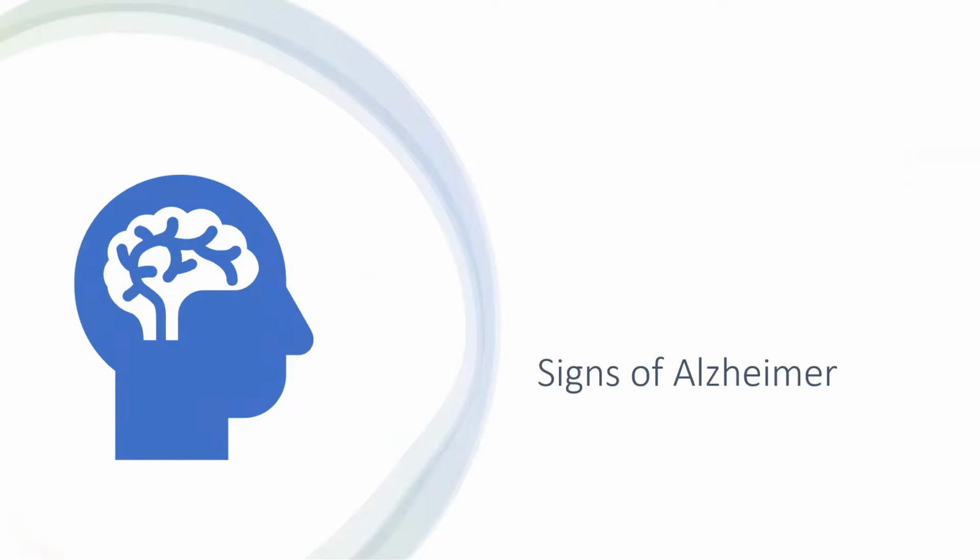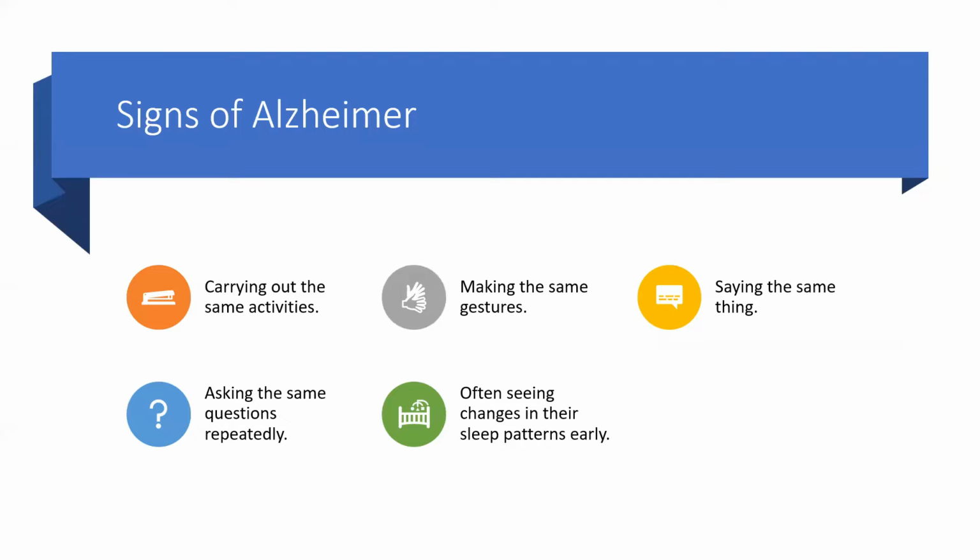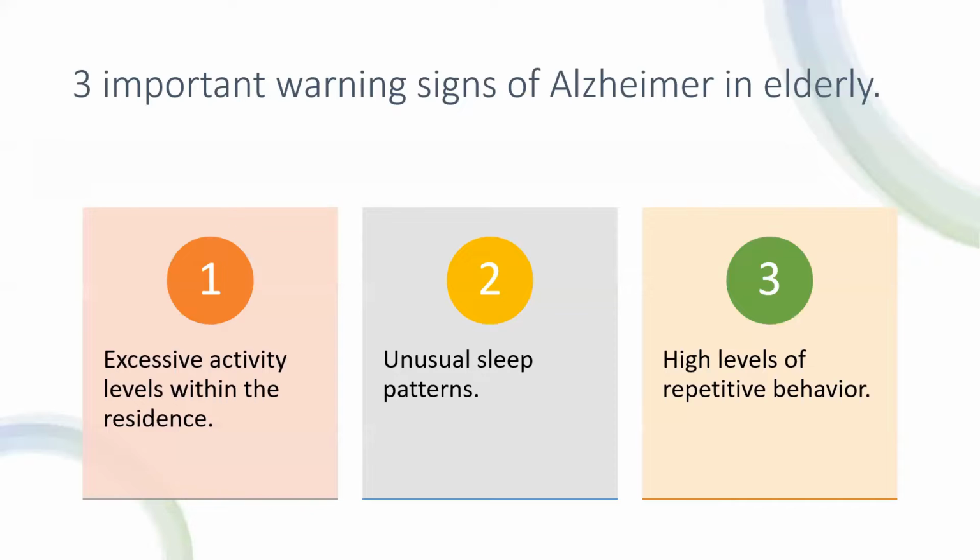So, some signs of Alzheimer's. A typical Alzheimer's patient, if you notice, carries out kind of the same activities. They make the same gestures. They say the same thing over and over. They ask the same questions repeatedly, and they also often see changes in their sleep patterns. Three important warning signs of Alzheimer's in the elderly are excessive activity levels within the residence, unusual sleep patterns, and high levels of repetitive behavior.